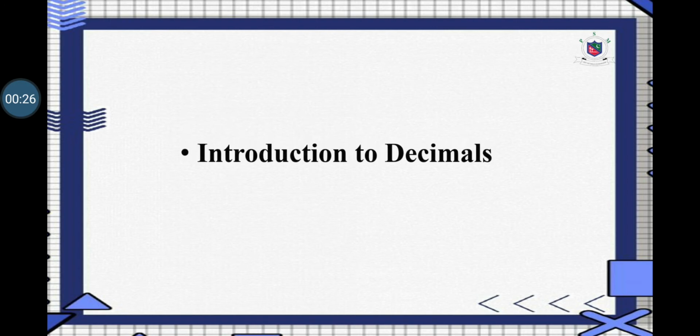Dear students, previously we have learned about fractions and today we are going to start a new topic, that is decimal. It is related to fractions, so I hope that you have practiced fractions, because we have to review fractions, then decimals will be very easy for us.